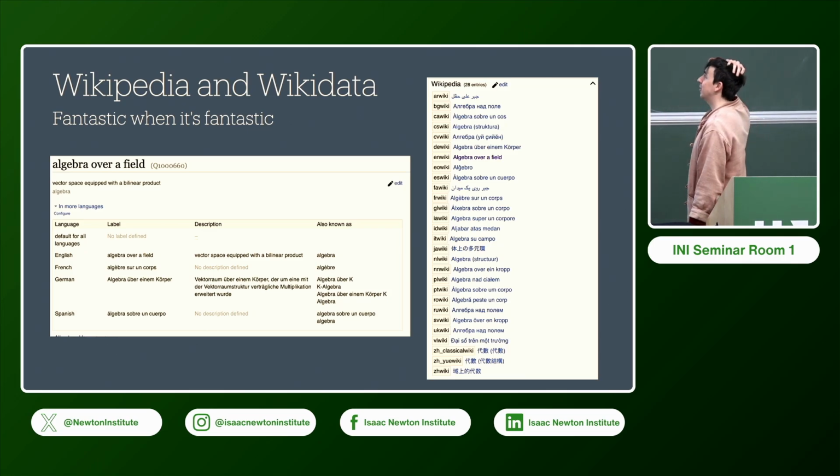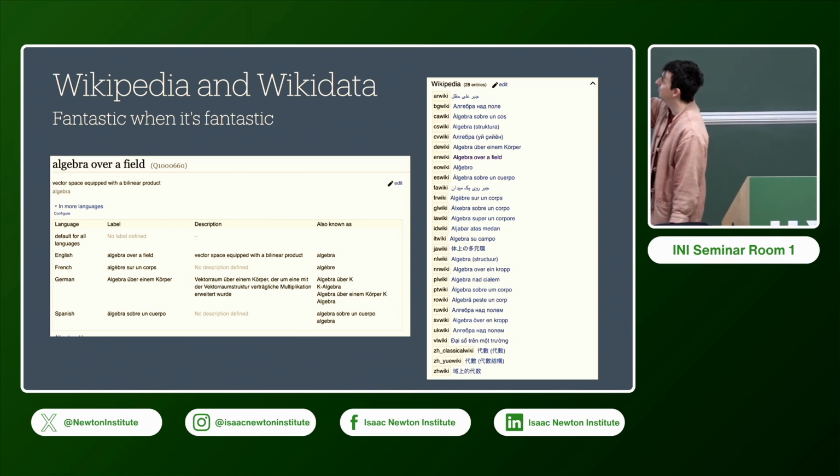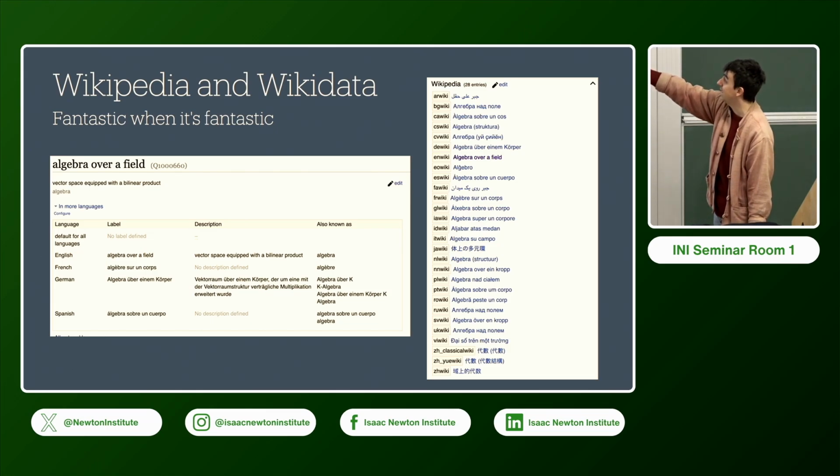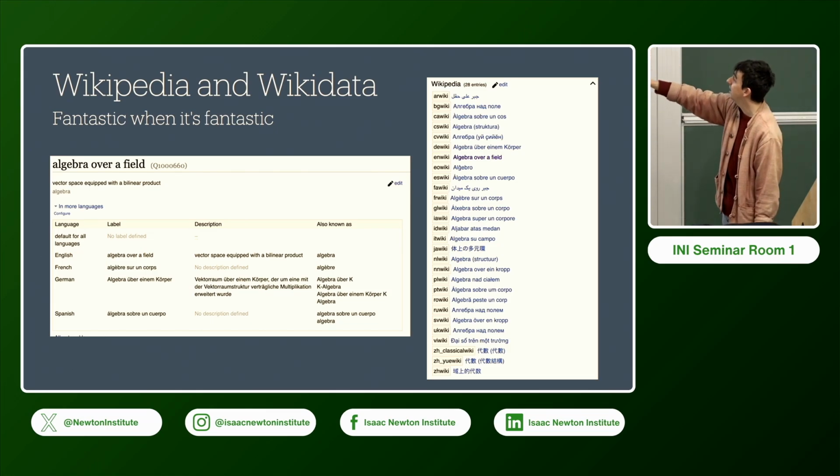So here's the Wikidata entry for algebra over a field. And as you can see, this has some descriptions. It has language. So on the left is just the Wikidata page for it. So in 4 languages, they've given it a label, which is the name of this entity. They've given it a short description, but not in French or Spanish.